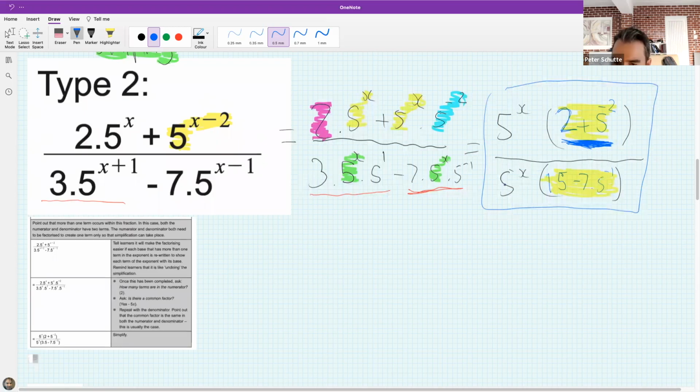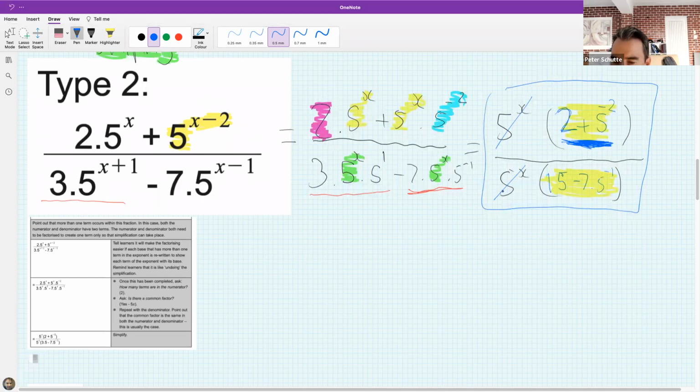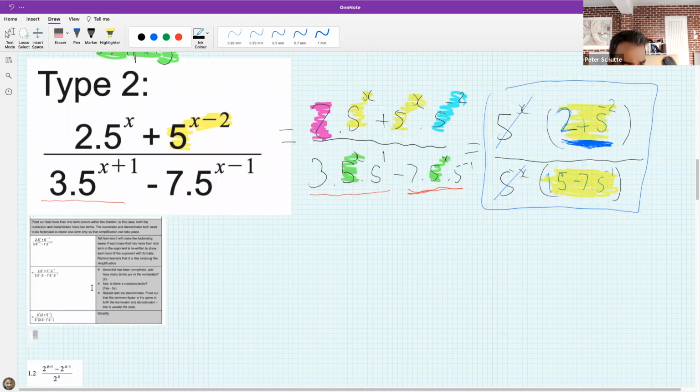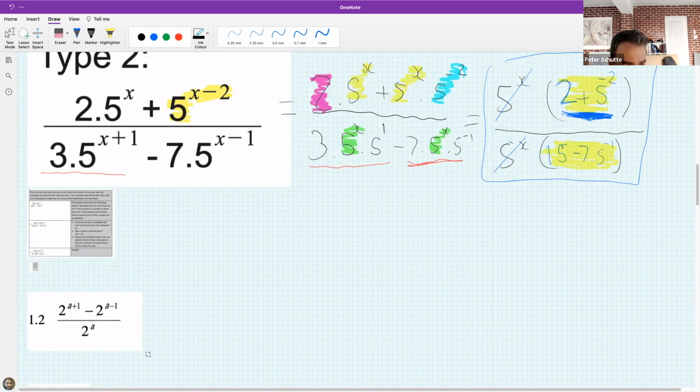But basically the next step was going to be to cancel the 5 to the x's. So does everybody understand how I would cancel the 5 to the x's? Give me a thumbs up if you get that. Give me a thumbs down if you don't understand why I would cancel the 5 to the x's. Okay, so everyone's got that. So we'll come back to this question the next lesson, but let's just practice the skill that we're learning, which is this first part.